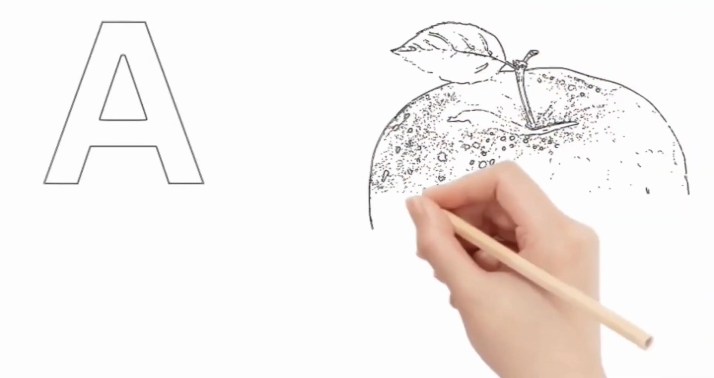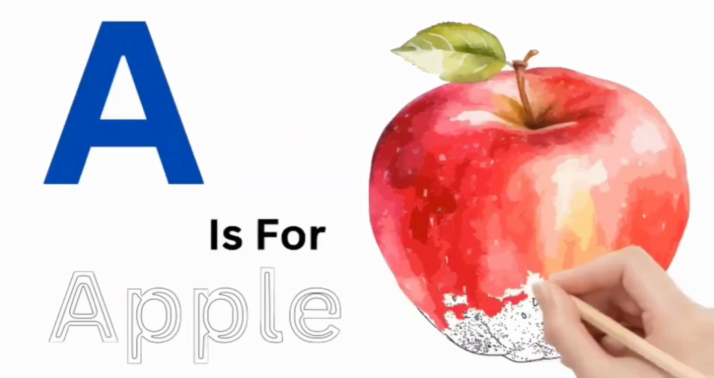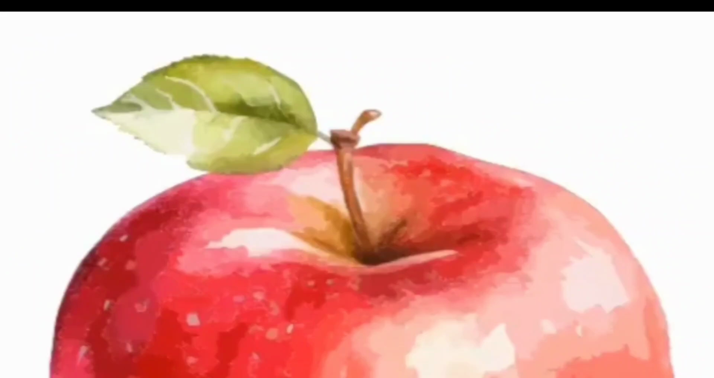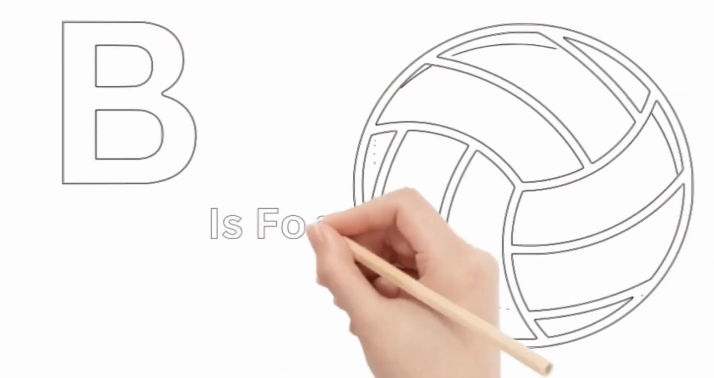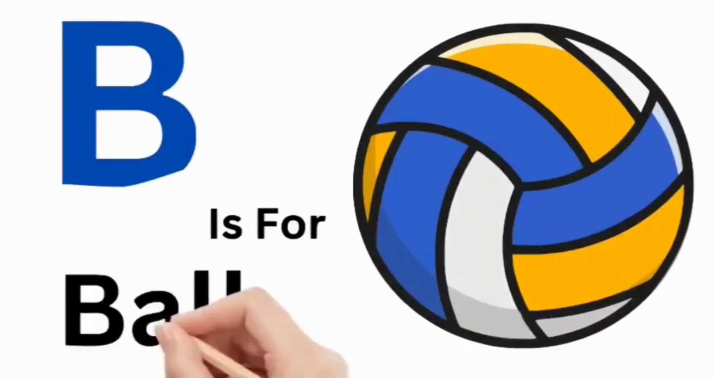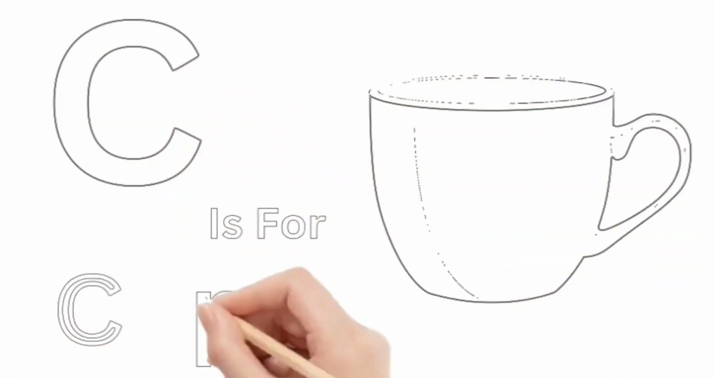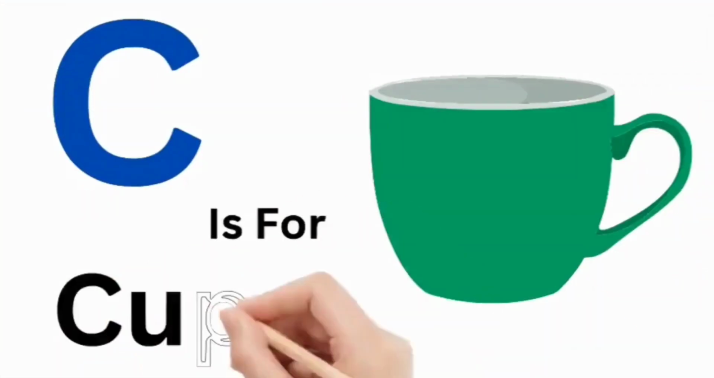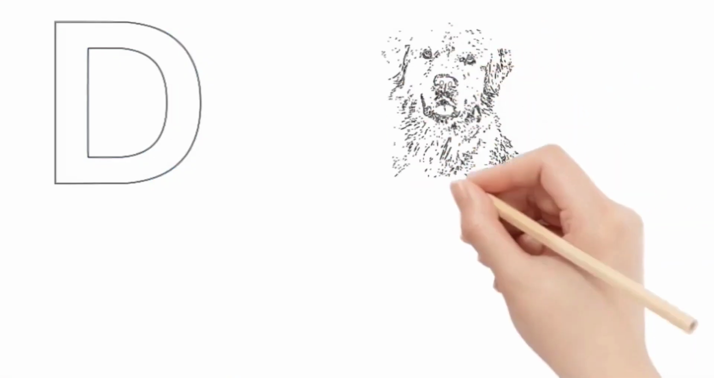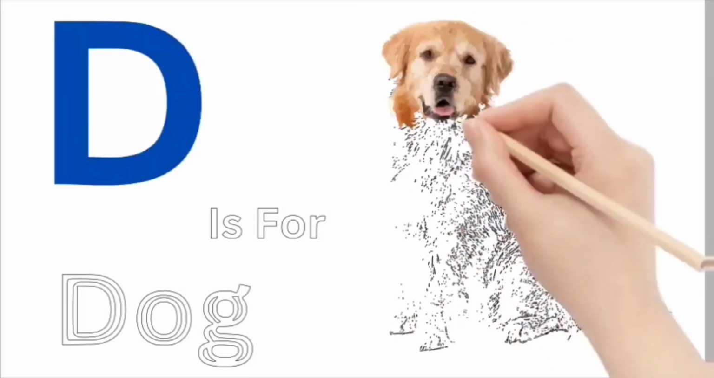Say after me. Letter A is for apple. B is for bowl. C is for cup. And D is for dog.